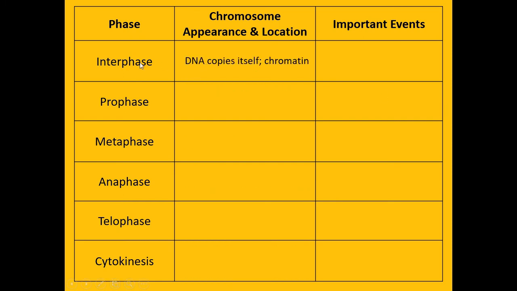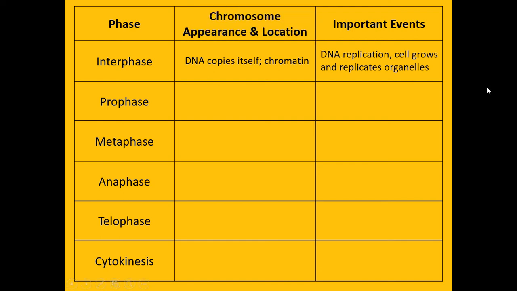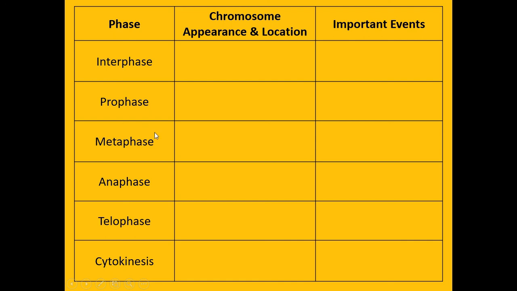Okay, so in interphase, let's have a short review. In interphase the DNA copies itself, and the location of the chromosome is inside the chromatin. What are the important events? You can actually pause the video if you want and fill out the important details in the table. I have here the different phases in the cell division, the cycle of each stage.